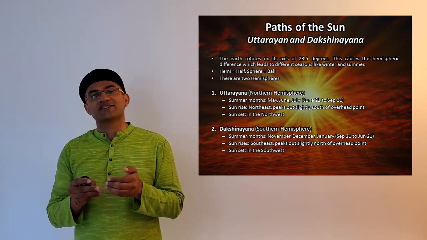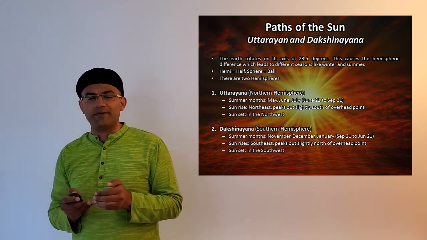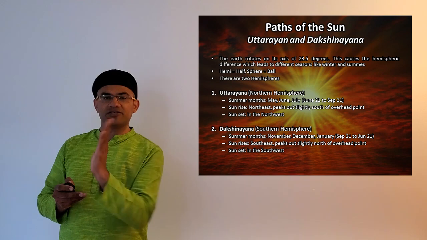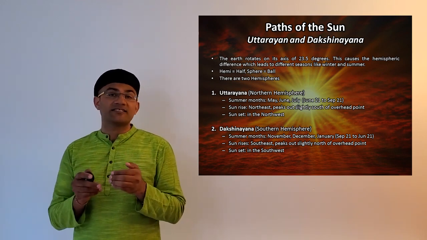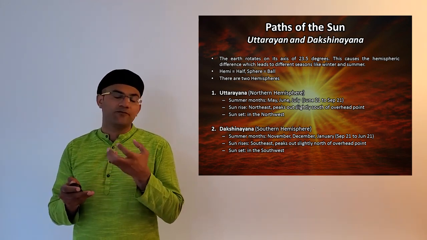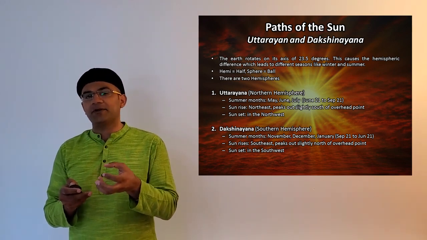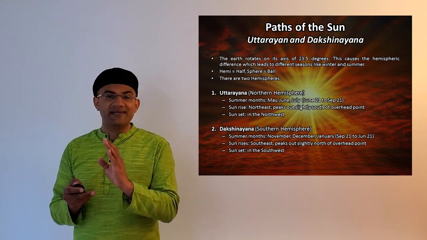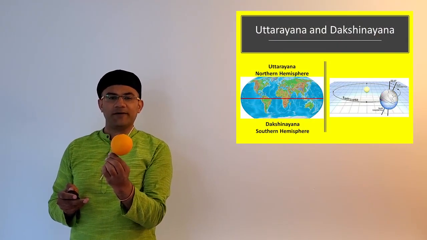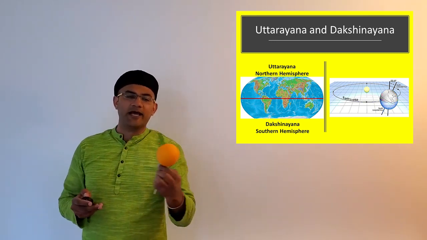The earth rotates on its axis basically, but it's not straight. It's tilted 23.5 degrees. It's not like this. It's 23.5 degrees of tilt. This causes the hemispheric difference, which leads to different seasons like winter and summer. So if you want to understand the 4 seasons which are created today, they are purely happening because of the earth being tilted on its axis. So it's like this. The earth is not straight, it's tilted 23.5 degrees. And when it rotates around the sun, that causes the different weather patterns.